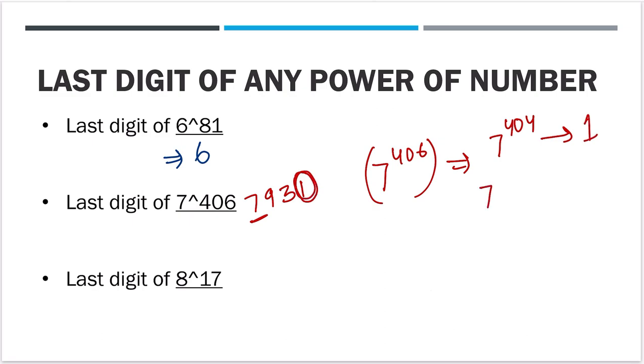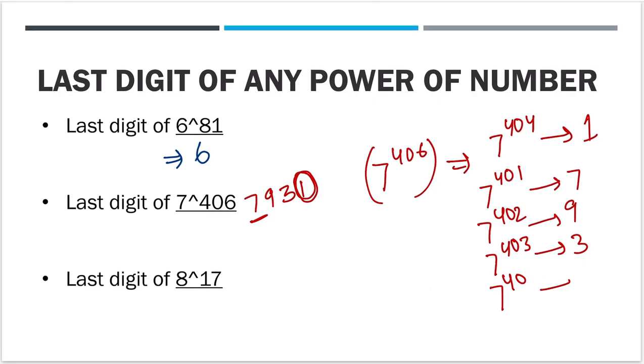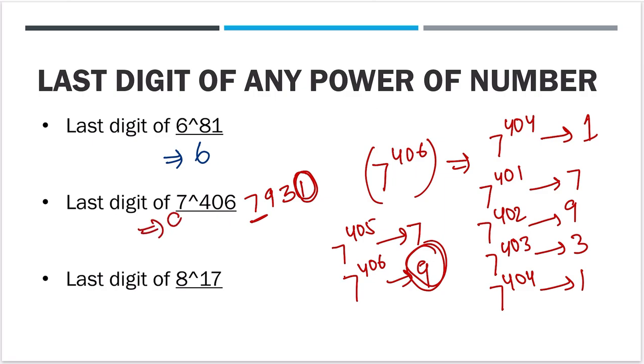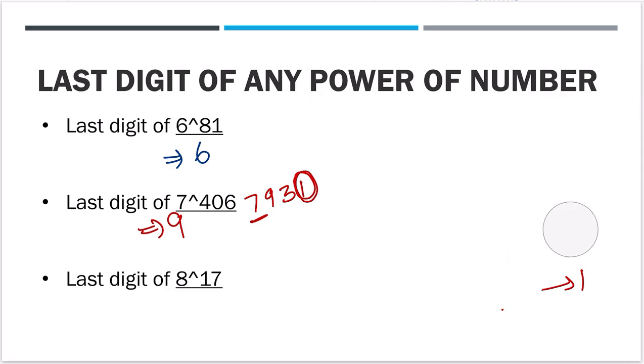Or for your clarification, 7 to the 401 will give us 7. 7 to the 402 will give us 9. 7 to the 403 will give me 3. 7 to the 404 will give me 1. 7 to the 405 will give me 7. 7 to the 406 will give me 9. So the answer we are looking for is 9. I hope this is clear, how we are calculating for 7. In the case of 7, there is a repetition of the pattern 7931.